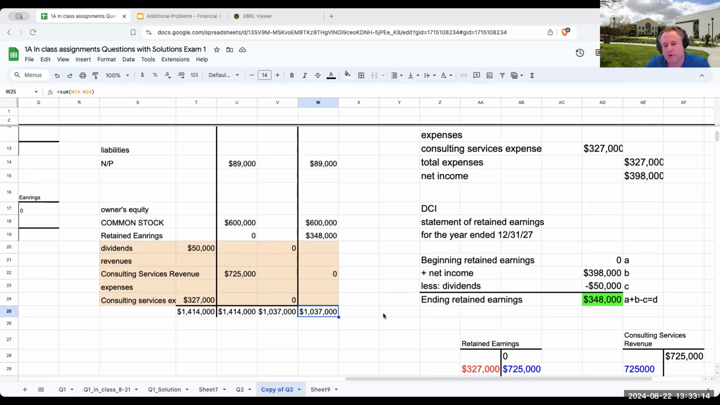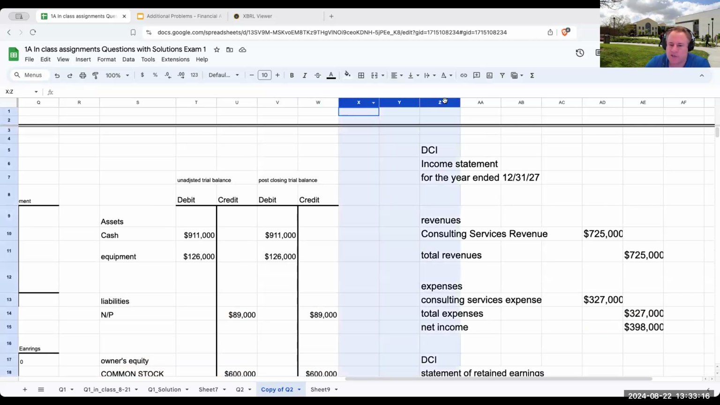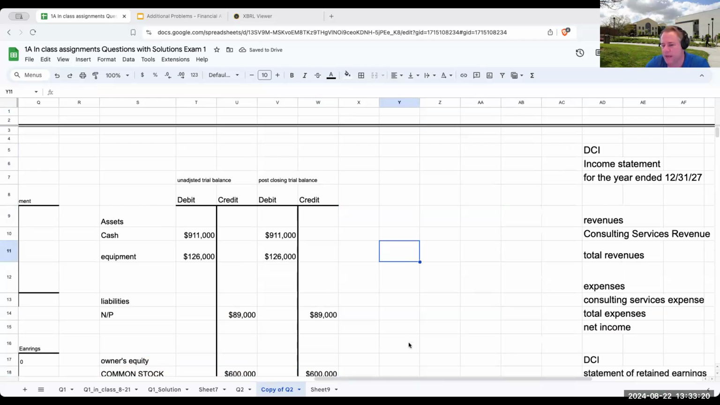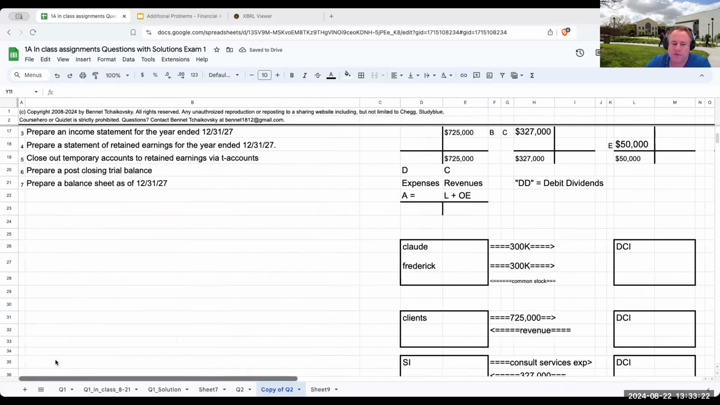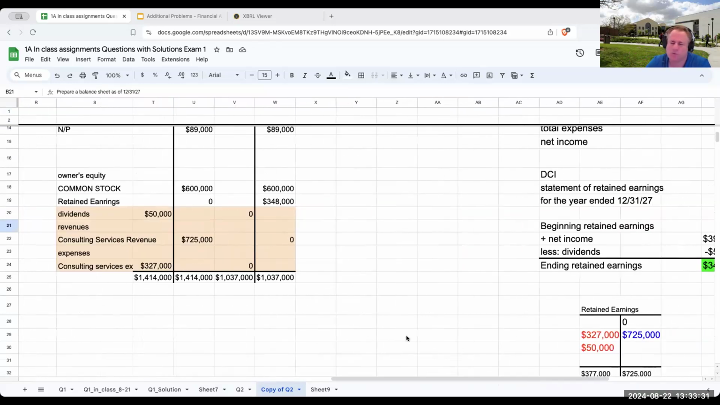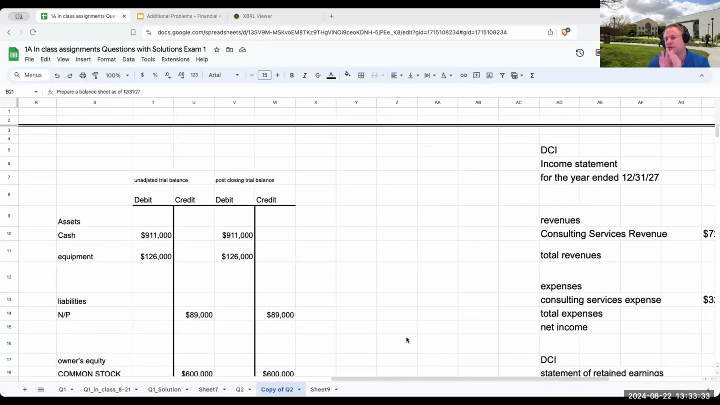Many of you will be learning this from a book where they like to teach you crap about income summary. I just don't care to do that. So we've done these two parts over here. This is the post-closing trial balance. That's what we did. Now we need to prepare a balance sheet. Remember, this is a really simplified balance sheet. It's not classified. We're just dumping assets and liabilities and we're going from there.